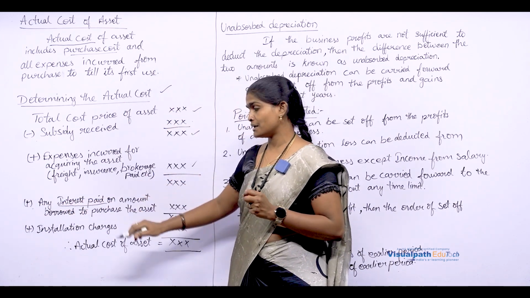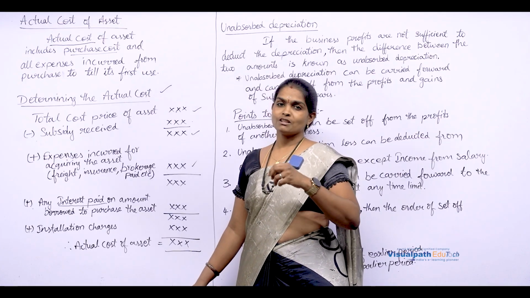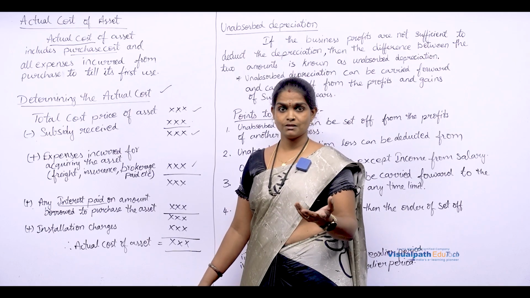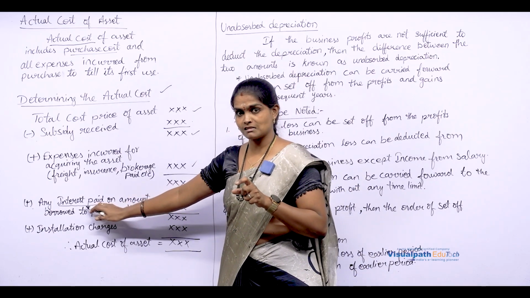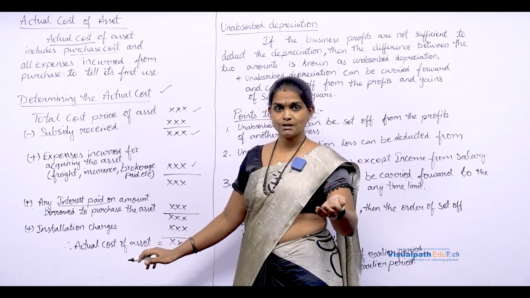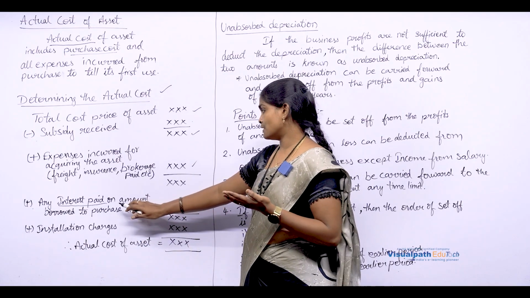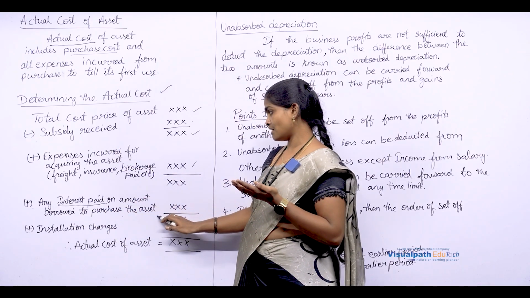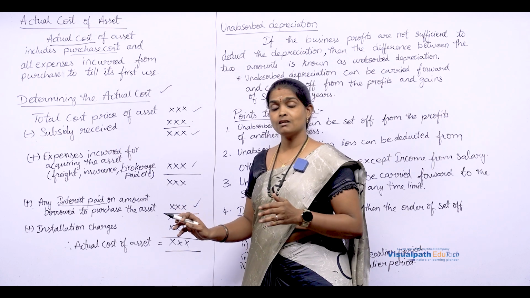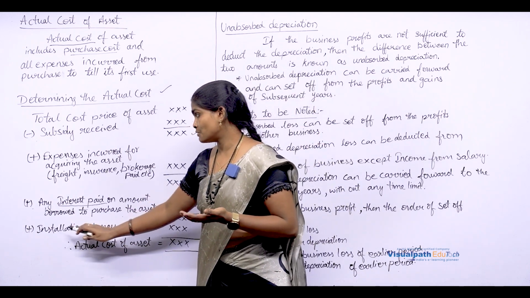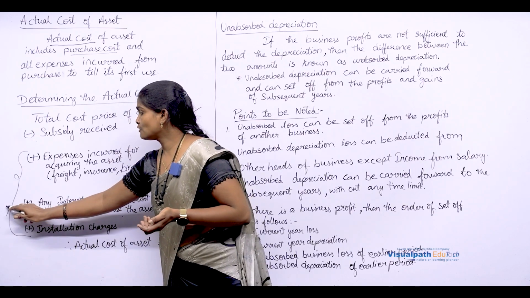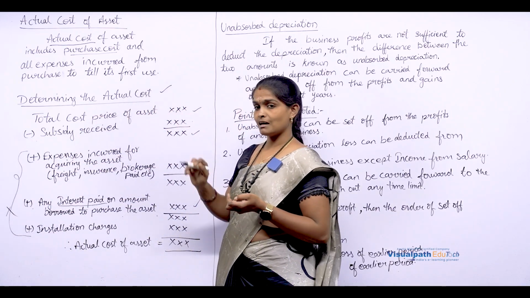Any interest paid on the amount borrowed. See, whether you are purchasing it by borrowing money or with the money which you have, if you are paying any interest on the amount which you have borrowed, even that will be treated as an expenditure related to the asset, and that also will be added. Amount borrowed to purchase the asset, that also should be added. Finally, installation charges or erection charges must also be included. So these three will be added to calculate the asset.